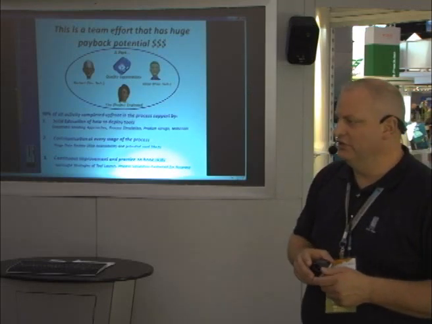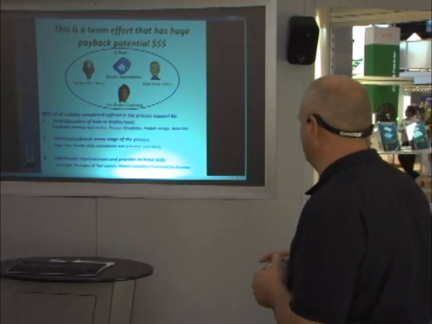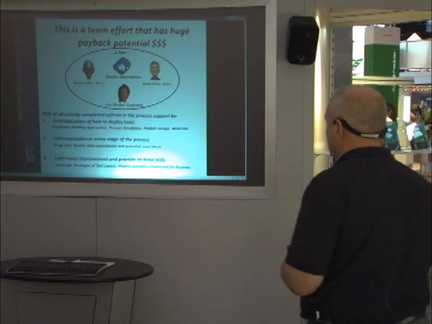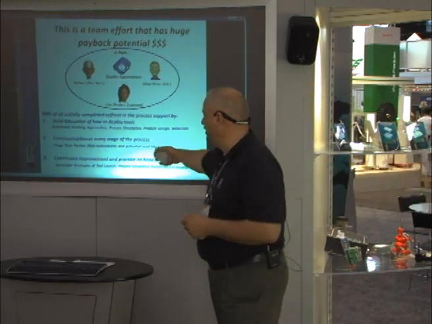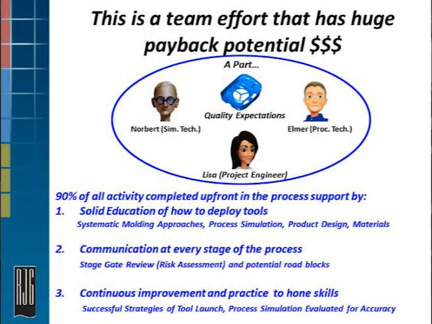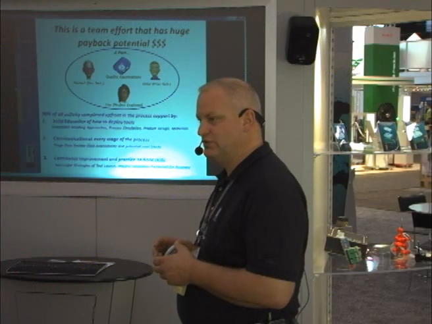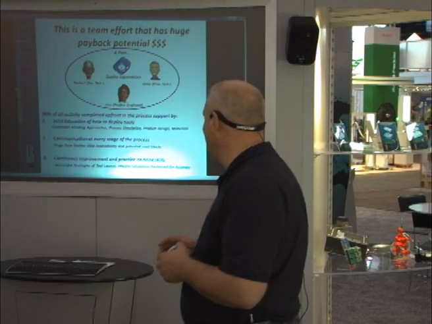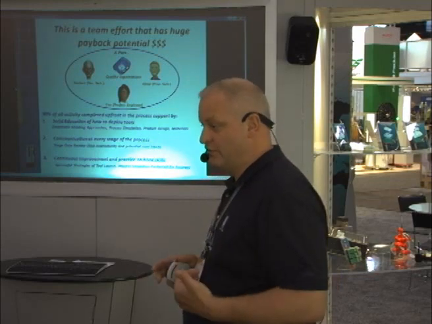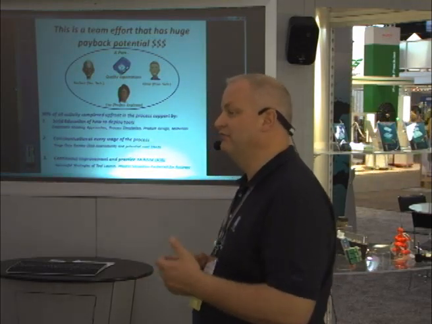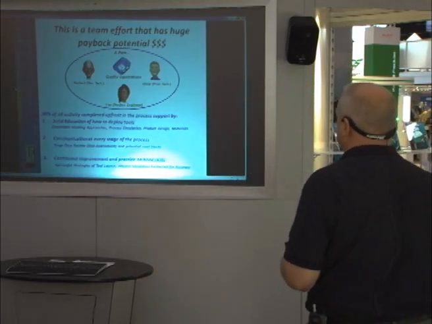One of the ways that we do this is utilizing the successful strategies of the tool launch process and evaluate it for accuracy. And also in this communication process, we have stage gate reviews to understand what our risks are during the entire process. Maybe there's some people in the organization who don't believe in simulation and risk assessment, but the interesting thing about that is if you're communicating it and you're having your reviews, you can always come back and challenge those things and go back and validate that information. Okay.